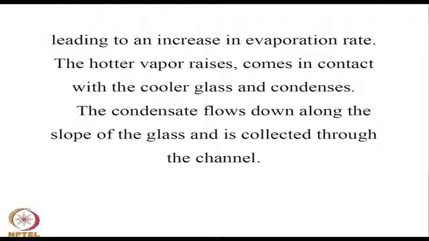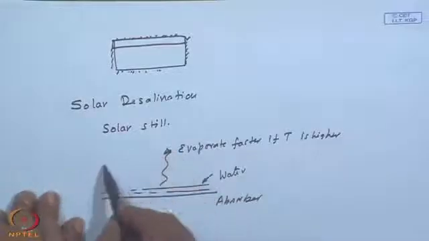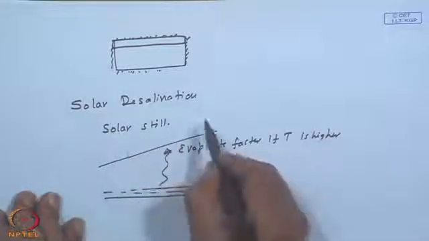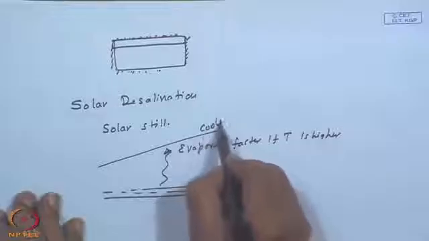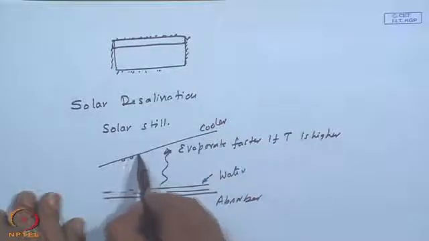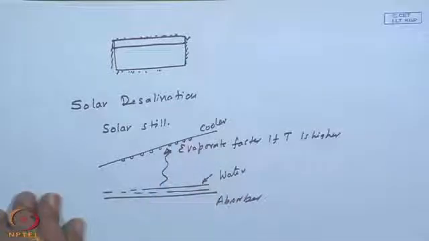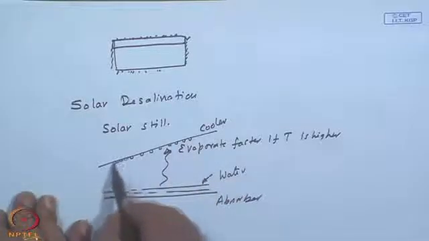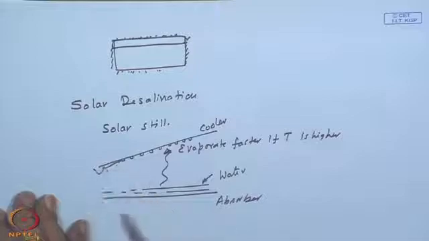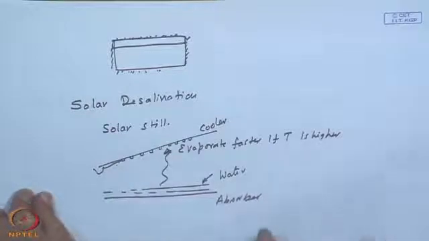So, that leads to an increase in evaporation rate, the hotter vapor rises, and if it comes in contact with a cooler surface, then it will condense on this, and then it could be collected over a channel at the bottom, right.